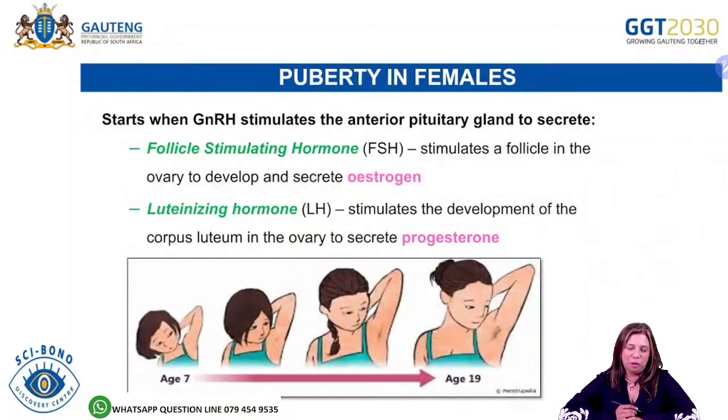So let us go to puberty in females. We're going to have basically the same process. You're going to have the gonadotropin releasing hormone stimulating the anterior pituitary gland to secrete the follicle stimulating hormone again and the luteinizing hormone again. The follicle stimulating hormone stimulates a follicle in the ovary to develop and secrete estrogen.